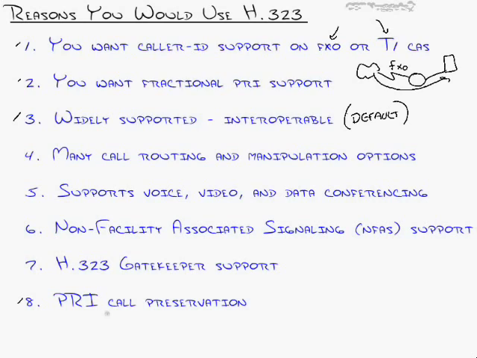PRI call preservation means that since H323 is a peer-to-peer protocol, if the call agent dies midstream, you've got 12 calls active on this T1 line, a PRI line to the PSTN. If the call manager dies during that, that's okay because the protocol is running all within that router. It's peer-to-peer. So all of the calls that are active still are maintained while that call manager reboots and you get it back online.